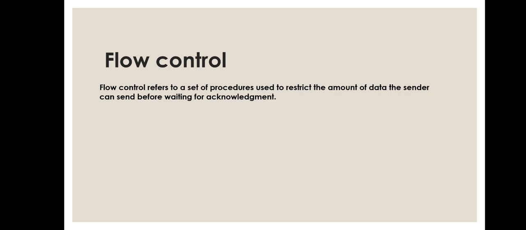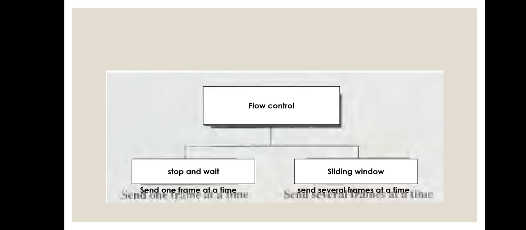Flow control. Flow control refers to a set of procedures used to restrict the amount of data the sender can send before waiting for acknowledgement. So, flow control is nothing but a set of procedures or a set of steps which is used to restrict the amount of data the sender can send before waiting for an acknowledgement. So, before a sender can send the next data, these procedures are called the flow control.